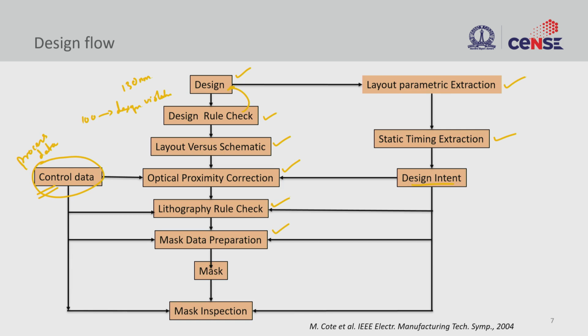So we need to find what are all the places that we want chromium, and what are all the places we want the mask to be transparent. All those things are prepared. So once it is prepared, we make the mask, right. This is mask making. So once the mask is made, we do inspection, which is again a very important step. So inspection allows you to find defects.